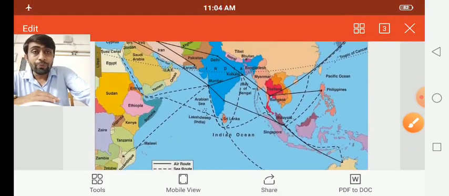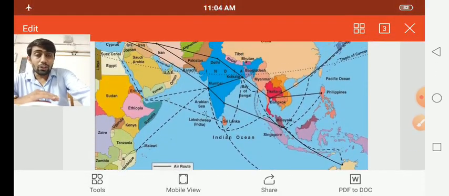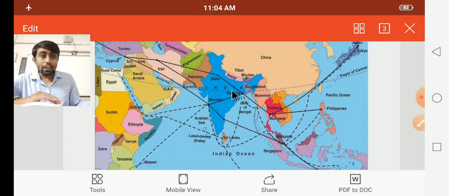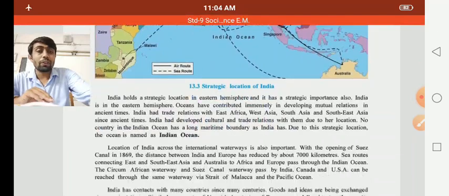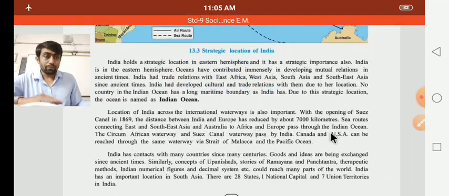Just see where this canal is located on this map. Here India is, this part is Europe, and here the Suez Canal is located. It means that with the opening of the Suez Canal, the India to Europe trade distance was reduced by about 7,000 kilometers.